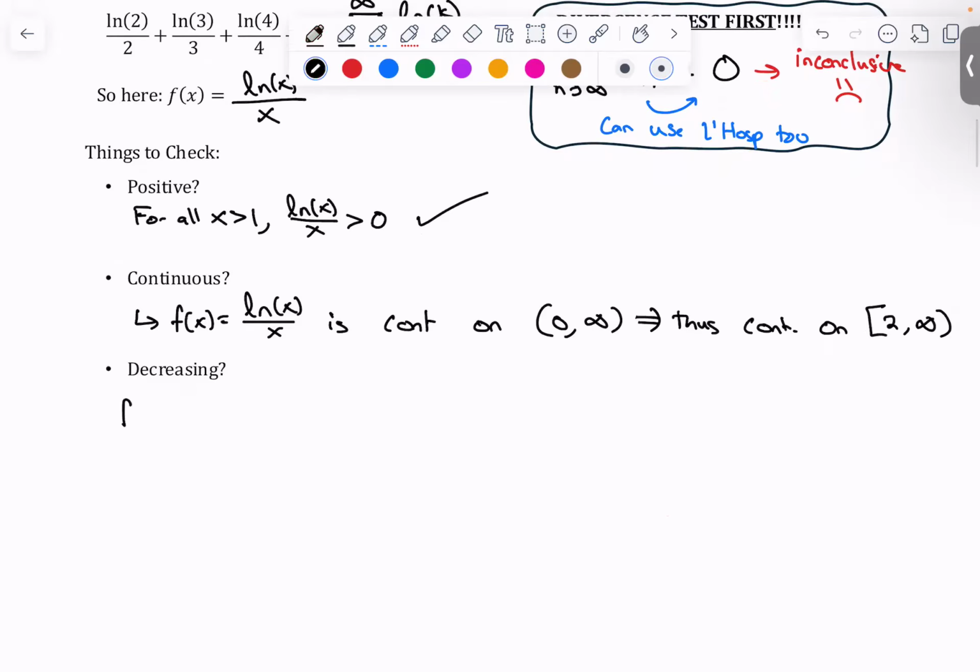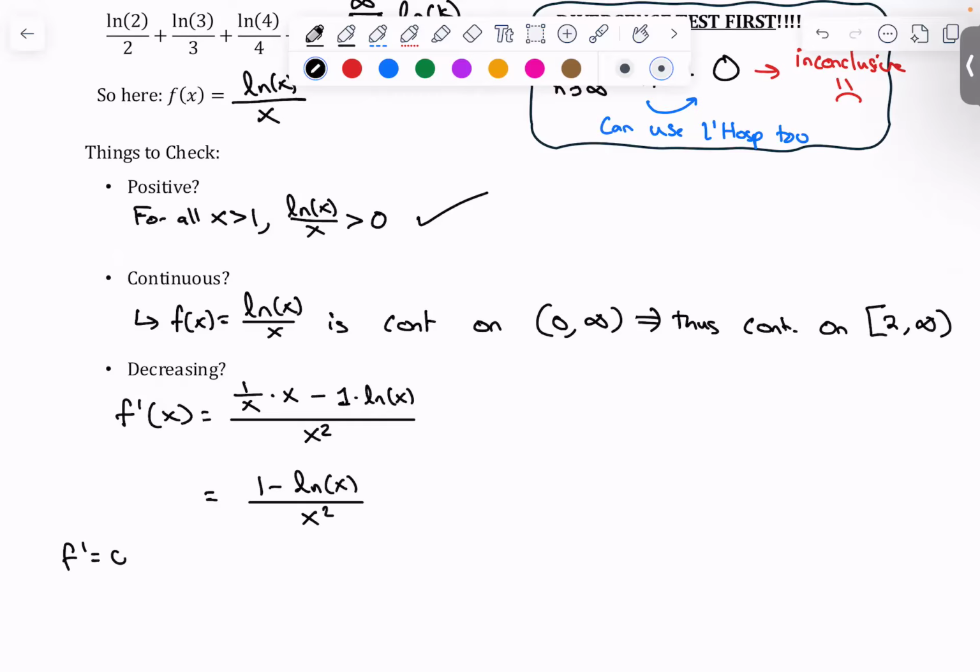So in order to do the first derivative test, we need to find a derivative. So f prime of x by the quotient rule is f prime g minus g prime f, all over g squared. And that will equal 1 minus natural log of x divided by x squared.